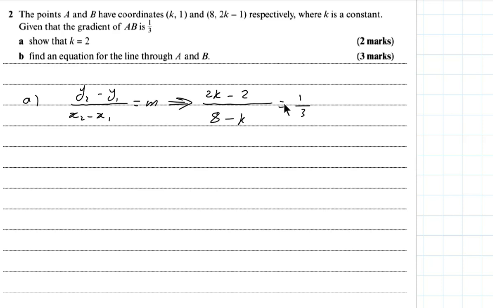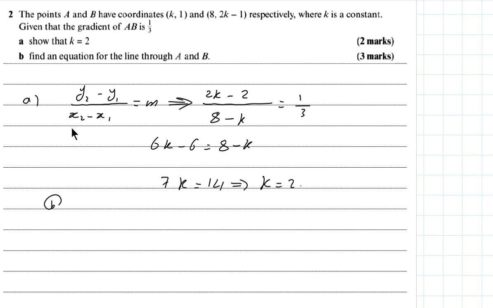Make cross multiplication. It will be 6k minus 6 is equal to 8 minus k. And then solving for k, k plus 6k will be 7k. And then 8 plus 6 is 14, which means that k equals 2, as the question said.